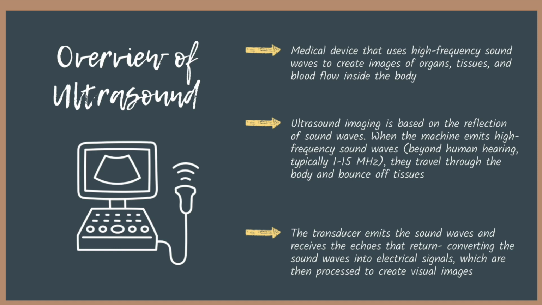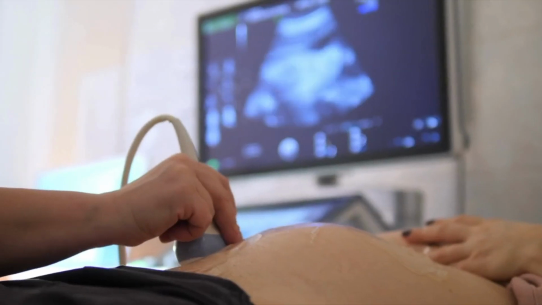Ultrasound imaging is based on the reflection of sound waves. When the machine emits high frequency sound waves, they travel through the body and bounce off tissues. The transducer emits the sound waves and then receives the echoes that return, converting the sound waves into electrical signals, which are then processed to create visual images. The time it takes for the echoes to return to the transducer and their intensity determines the image's depth and brightness.